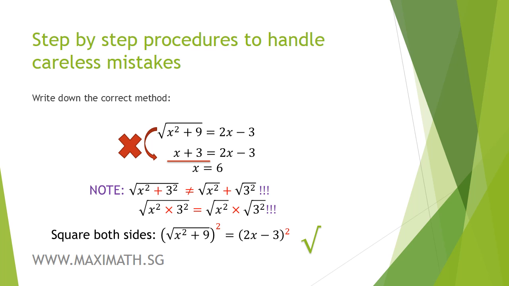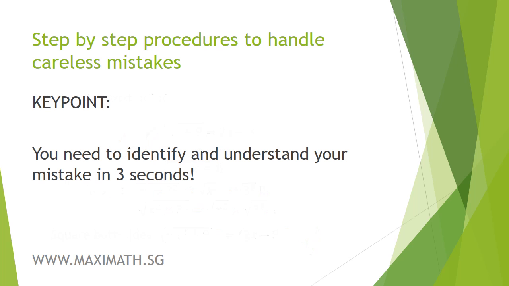And then for this question, let's write down the correct method, which is that you should square both sides to remove the square roots to solve the equation. So take note that I use different colors and I draw lines and arrows to highlight the key parts. Bear in mind that the purpose is to let yourself understand your own mistake quickly. So try to read it again after you write it down. If you can identify your mistake in less than 3 seconds, you are doing it well. Otherwise, you need to highlight your mistake more effectively.